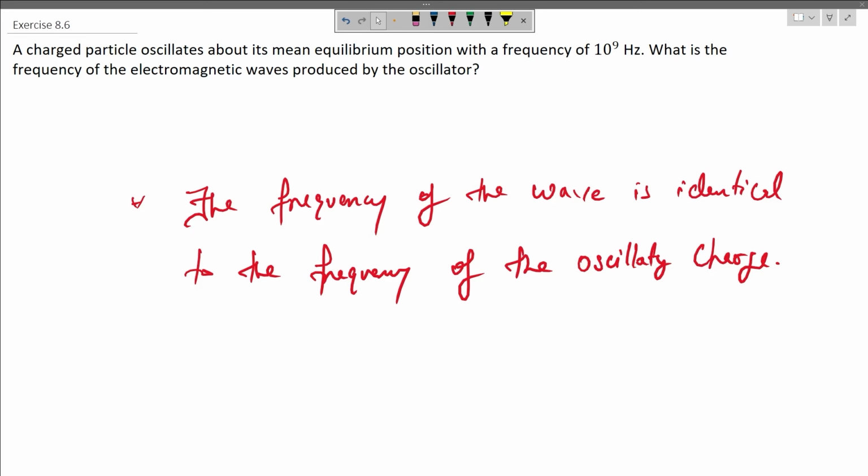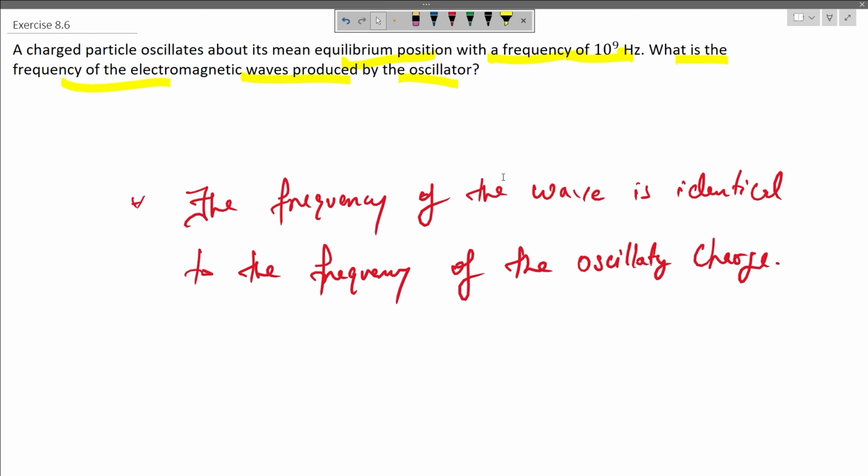The question says that a charged particle oscillates about its mean equilibrium position with a frequency of 10 to the power 9 Hz. What is the frequency of electromagnetic waves produced by the oscillator? So we know that accelerated charges radiate electromagnetic waves, and the frequency of the electromagnetic waves equals the frequency of the oscillation of the charge.